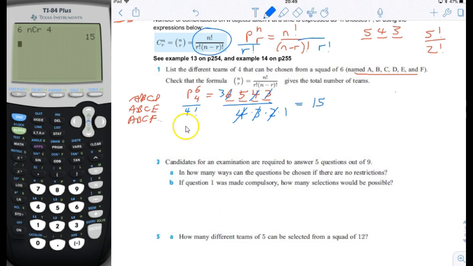The way you read the expression n and r in parentheses, or sometimes it's written like this with a small n and r next to the C, is the way you read that is 6 chooses 4. So 6 chooses 4 yields 15 on the calculator too.